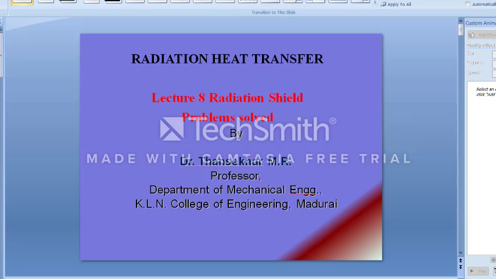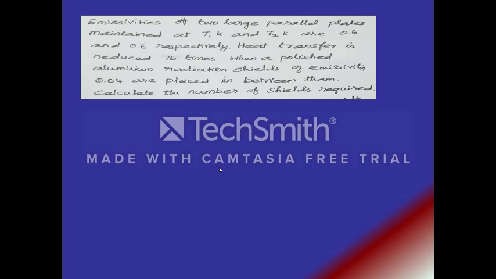Hi everyone. In the last lecture, we solved one problem on radiation shield. In today's session, we will try to solve a few more problems on radiation shield. We will try to solve another problem on shields.